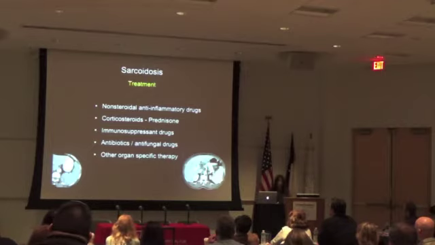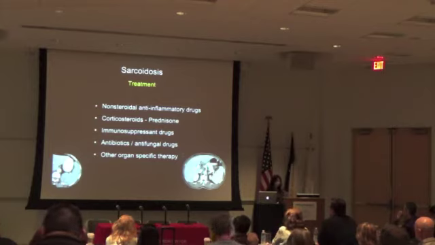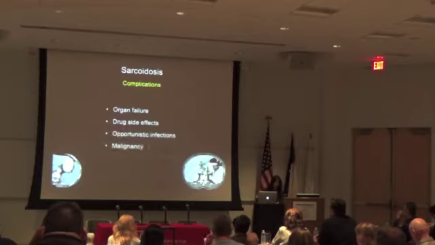For the mildest cases, we would use non-steroidal anti-inflammatory drugs. The next line would be corticosteroids, prednisone, or then immunosuppressive drugs to replace or reduce the dose of prednisone that's needed in order to reduce side effects. Sometimes antibiotics, antifungal drugs are added, and then depending on which organs are involved, there may be organ-specific therapy.